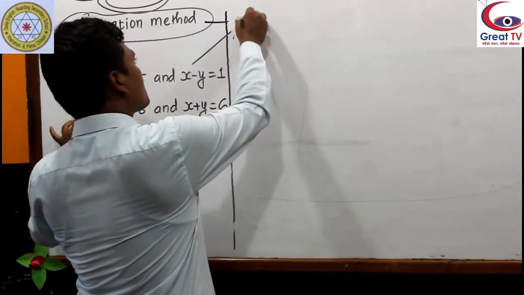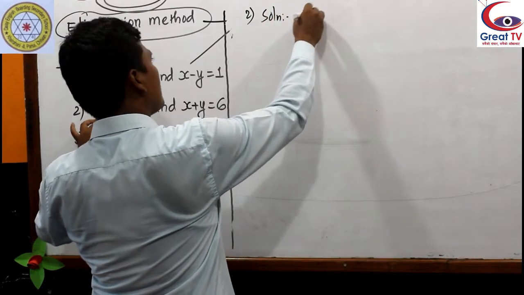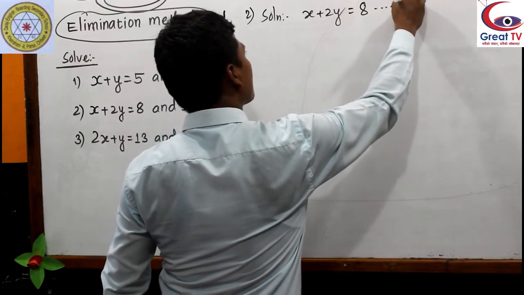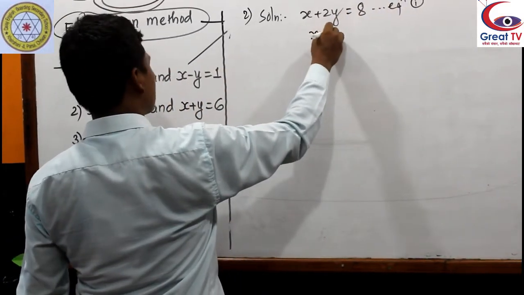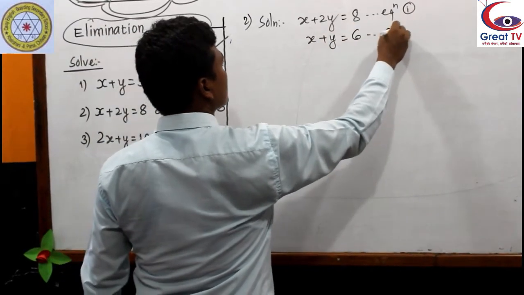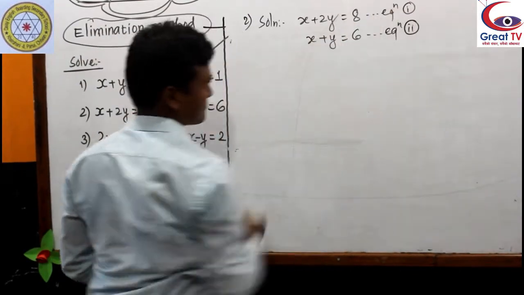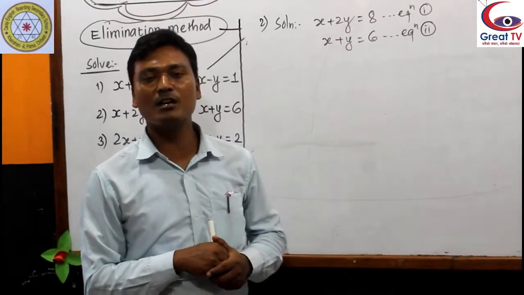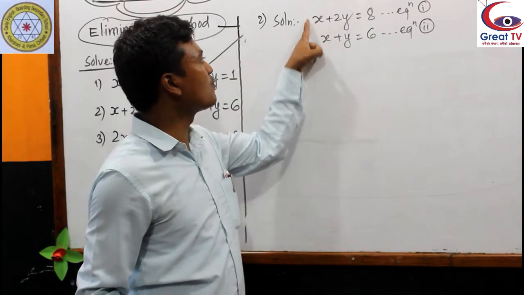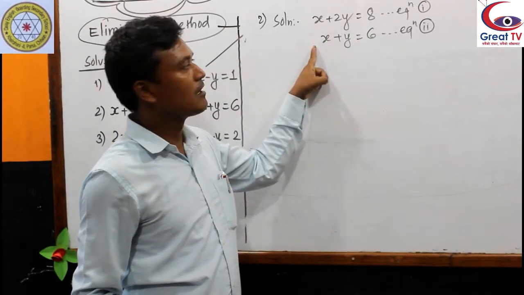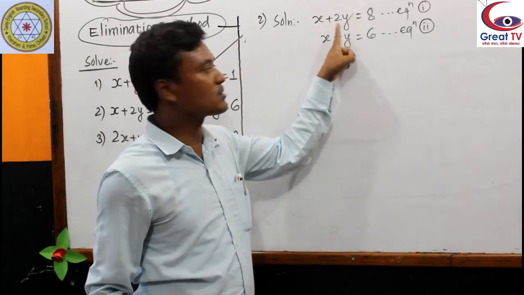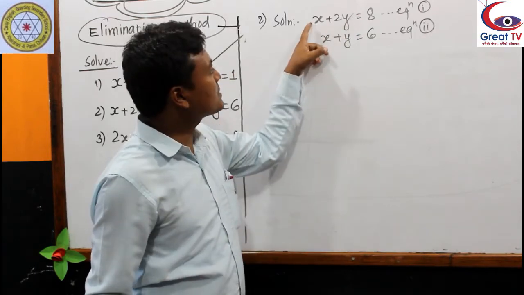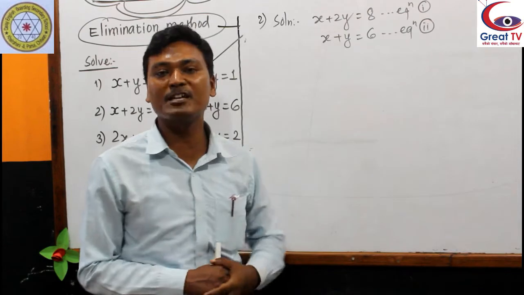Okay, a 2 number solution. We have x plus 2y is equals to 8. Let us consider this the first equation. x plus y is equals to 6, the second equation. Okay, let us check. The coefficients of x should be the same in both equations. In the first equation we have 1. In the second equation also we have 1. Coefficient of y is 2 in the first equation, and coefficient of y is 1 in the second equation. Here the coefficients of y are not the same, but the coefficients of x are the same. So let us eliminate the x variable.